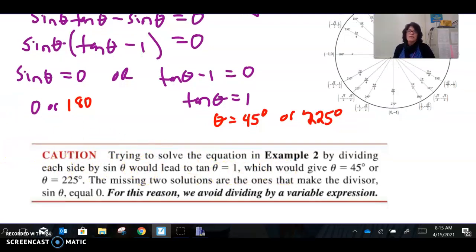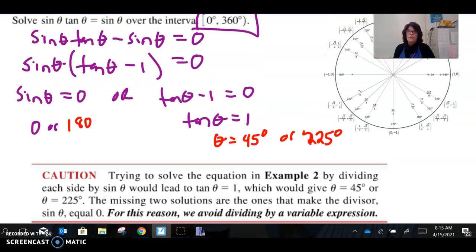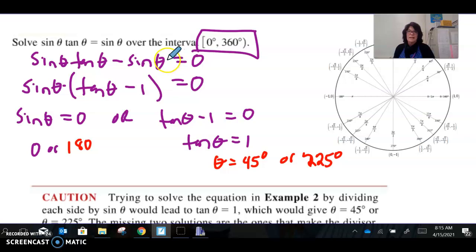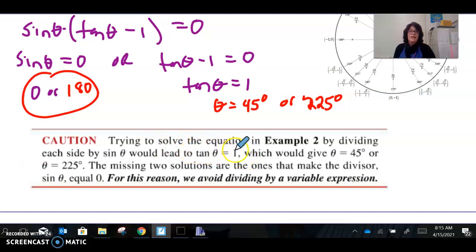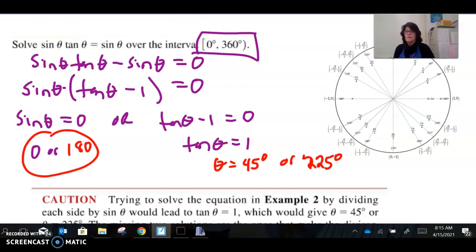Yes. Please, you don't do this in algebra. We don't do it in trig either. Don't just divide both sides by sine. You're going to miss both these answers. Okay? You're going to just get tan theta equals 1, which gives those 2 answers. Okay? You don't divide by a variable expression. You set equal to 0 and you factor, just like we do in algebra. Okay? All right. Good luck.